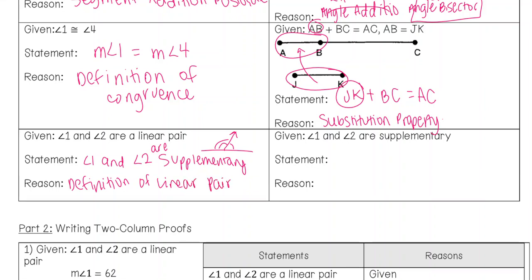And in my final example, I'm given that angle 1 and angle 2 are supplementary. So it's kind of feeding off the one we just did an example of. Well, I know that supplementary angles just have to add to 180 degrees. So what I can write as my statement here is that the measure of angle 1 plus the measure of angle 2 has to equal 180. And the reason for that is, again, just based on the definition of supplementary angles. So I'm going to cite what was given to me with its definition as a way to create that reason.